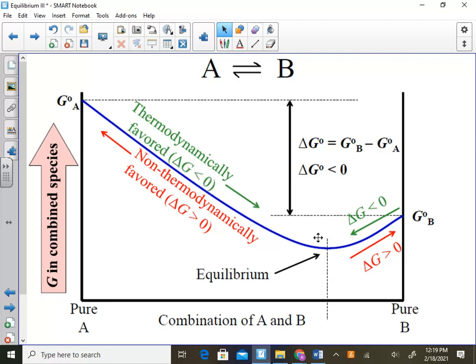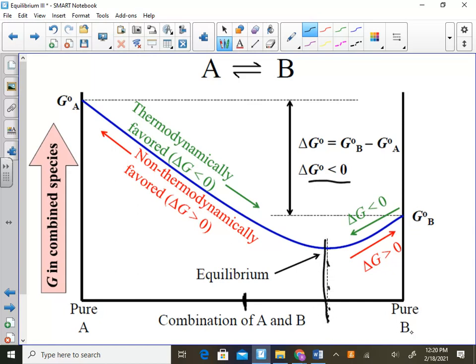The reverse reaction, going up the hill toward G, is not favored. This point is equilibrium, and we would expect the equilibrium to be here. If you have pure A and pure B, in the middle, the halfway point, you would have half and half. Since delta G is negative, we would expect the equilibrium to lie somewhere closer to our products, because a negative delta G means it's product favored.